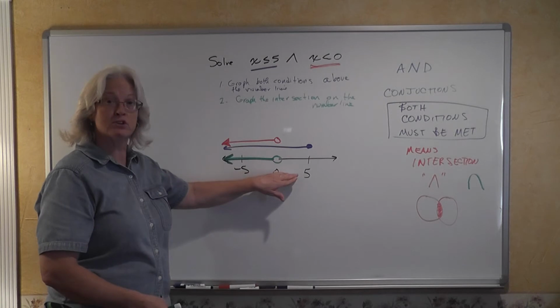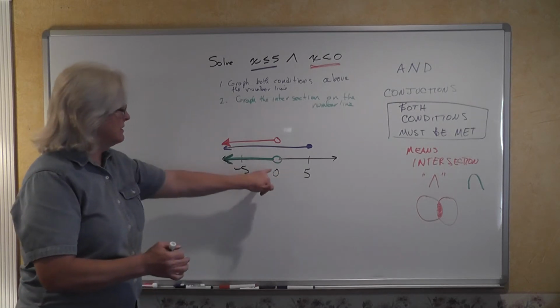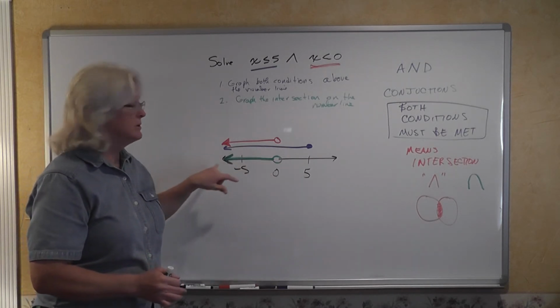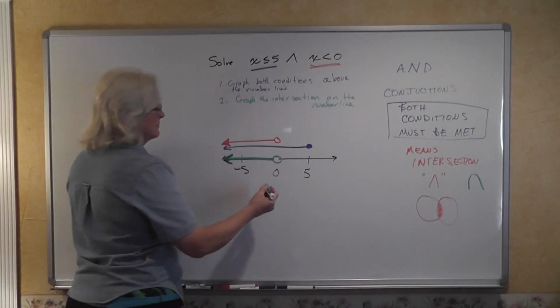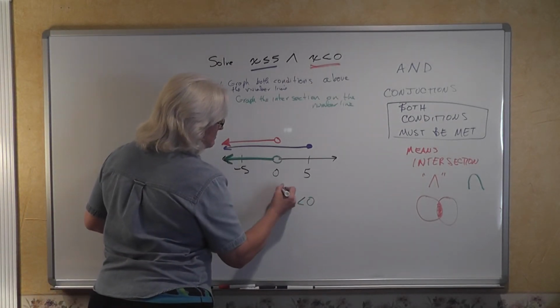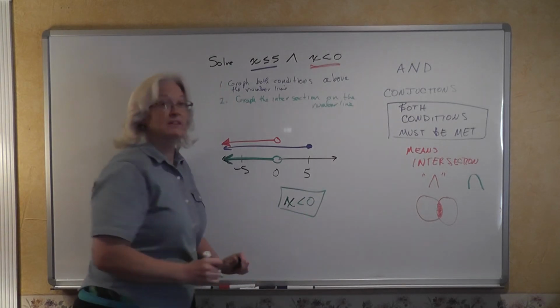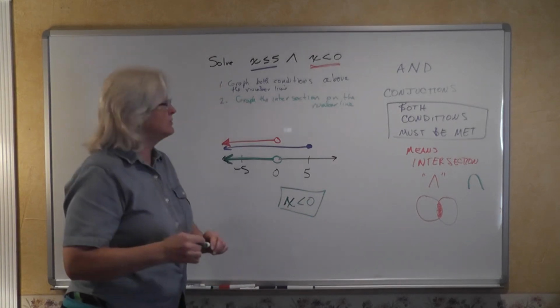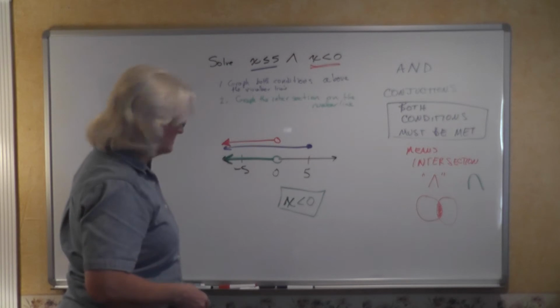What is this right here? How would you translate an open circle at 0 going to the left? X is less than 0. And that's the algebraic solution to that conjunction.